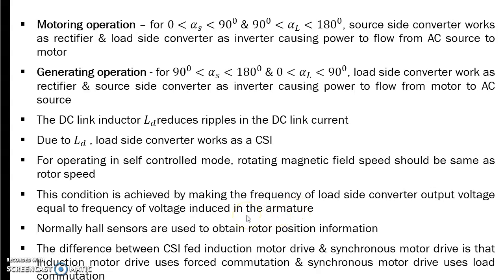In order to achieve the self-controlled mode of operation of this drive, we use Hall effect sensors for sensing the voltages to obtain the rotor position information. The difference between a current source inverter fed induction motor drive and a synchronous motor drive is that the induction motor drive uses forced commutation, while the synchronous motor drive uses load commutation.